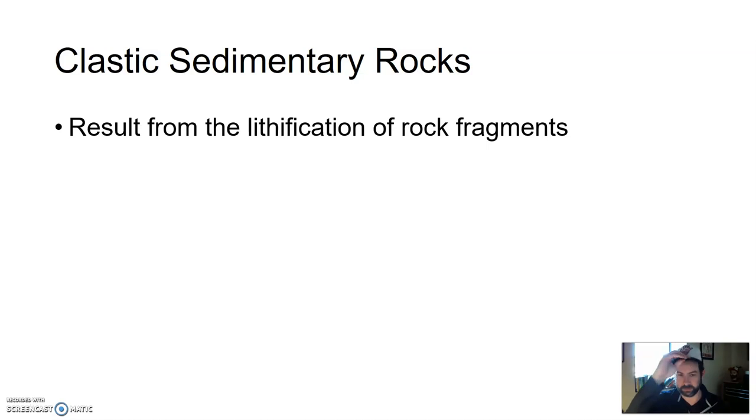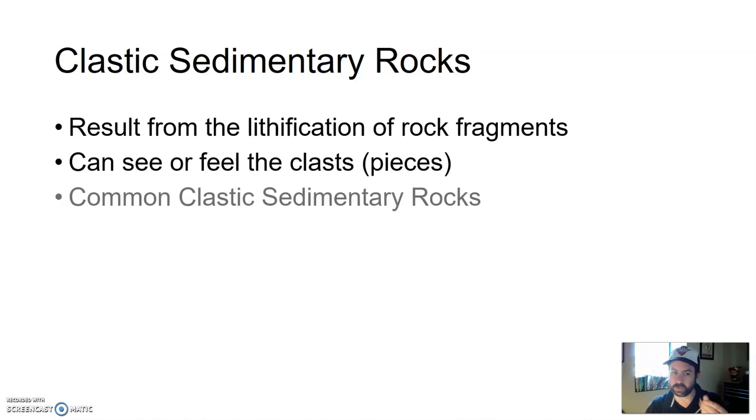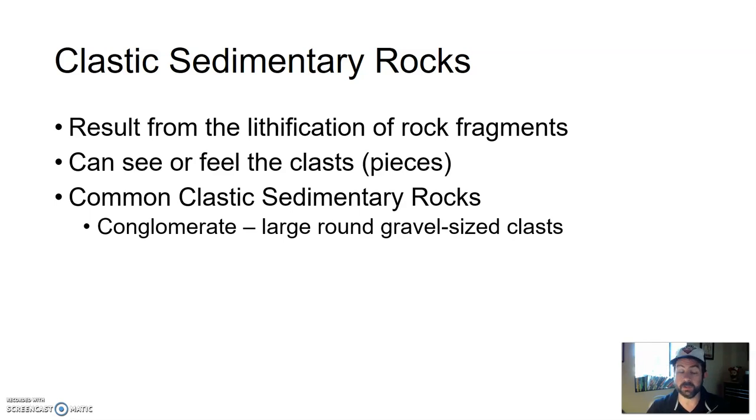And this results from the lithification of clastic sediment, more so rock fragments. Oftentimes you can see and feel the pieces, they're kind of gritty, or you can see the different pieces that have been cemented together. Some common clastic sedimentary rocks, and we'll look at these in lab, include conglomerates, which are typically large, round, gravel-sized clasts that have been cemented together.